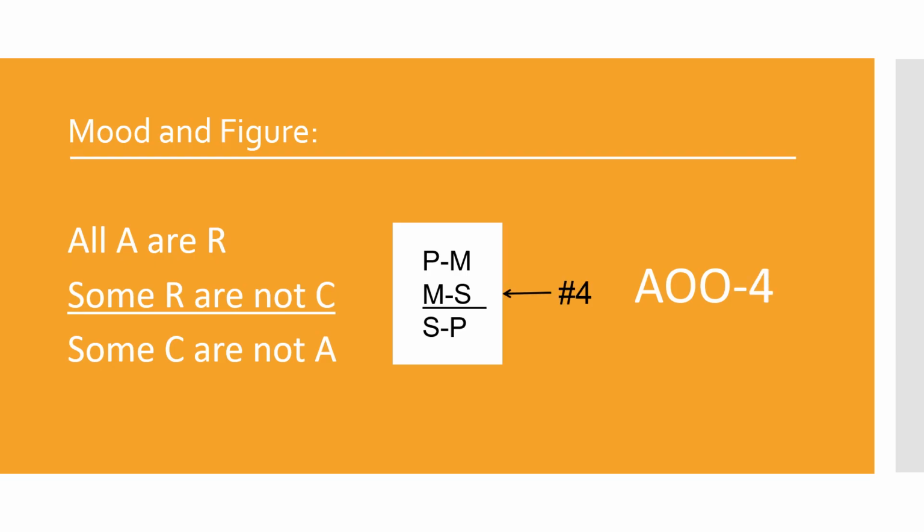And then we need to figure out the figure of the argument by going and finding our middle term. Now notice the middle term in this case is the letter R, and the letter R in the major premise is on the outside as the predicate of that statement, but in the minor it's the subject term on the inside. So it's moving diagonally in this direction, which makes it the number 4 for its figure. And so the mood and figure of this original argument is simply AOO-4.